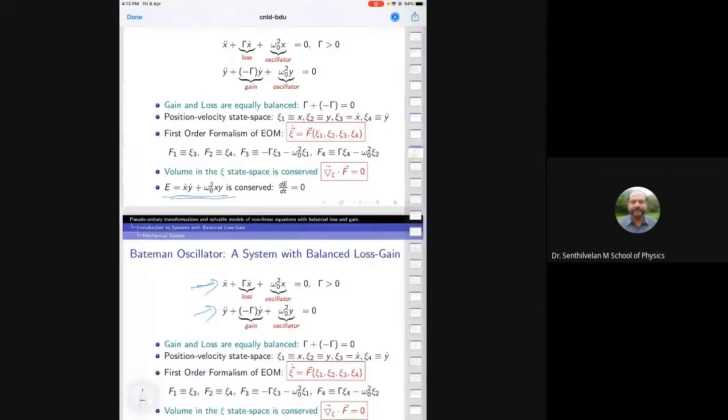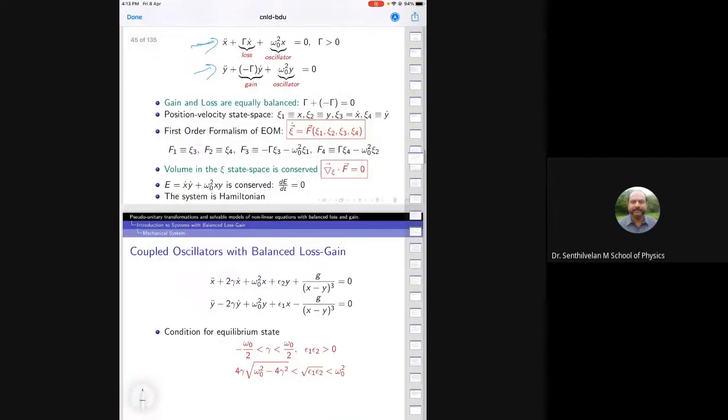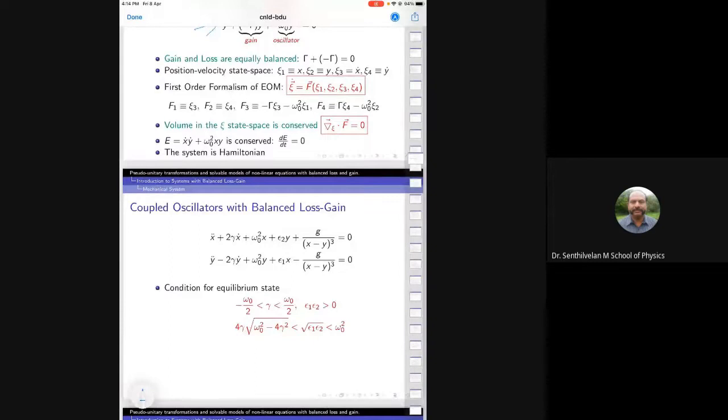of the parameters, there is an equilibrium position, so that the loss of energy by the first oscillator, the X oscillator, is supplemented exactly, due to this coupling, by the second oscillator, which is gaining energy. So there is sharing between the two. Then we may get some equilibrium state, and that's an interesting point. So I am just presenting some model, a coupled oscillator with balanced loss and gain.